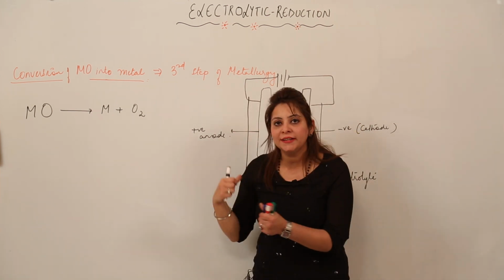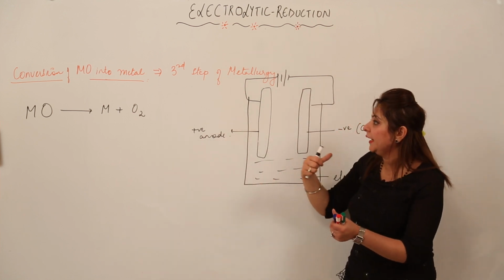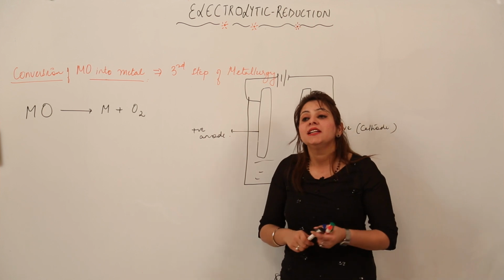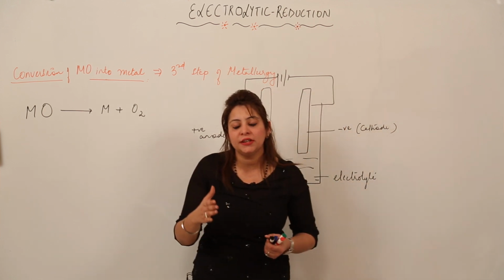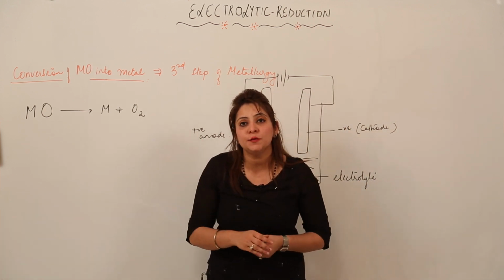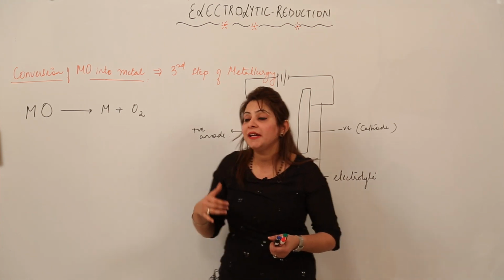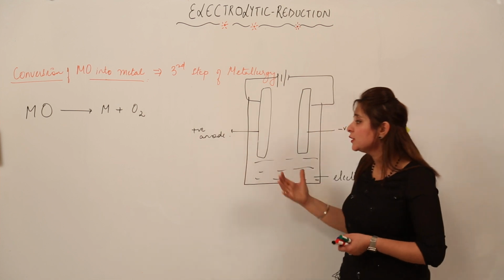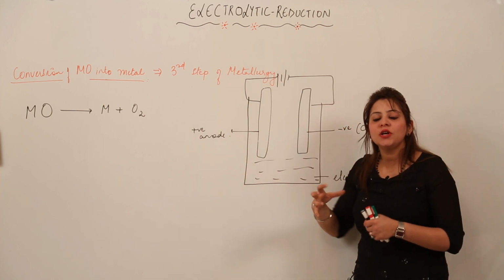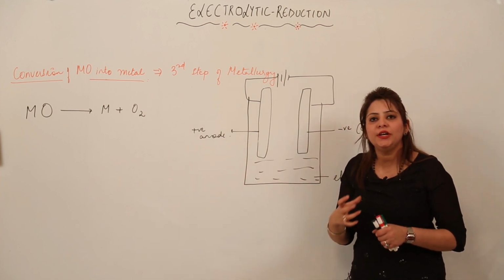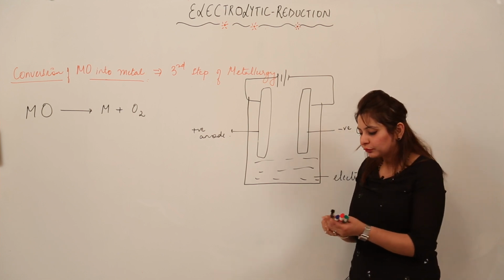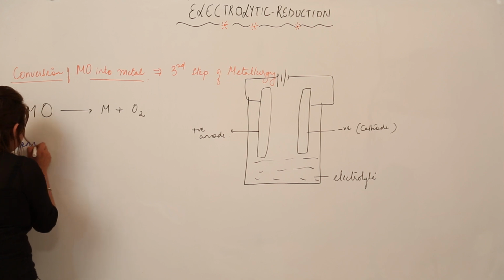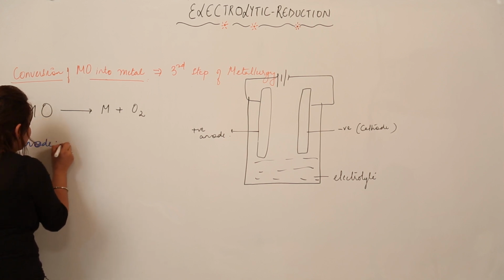So just look at the board for which metals we do electrolytic reduction. You should keep in mind that the metals which occur at the top of the activity series are mostly reduced by this process, electrolytic reduction. Just look at the board to see what kind of anode, cathode or electrolyte we are going to use.